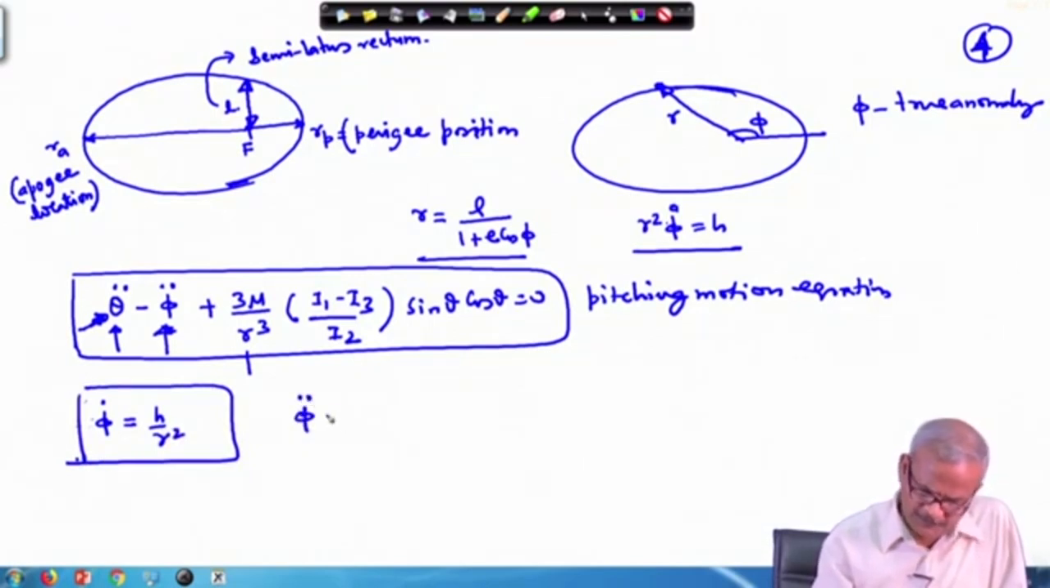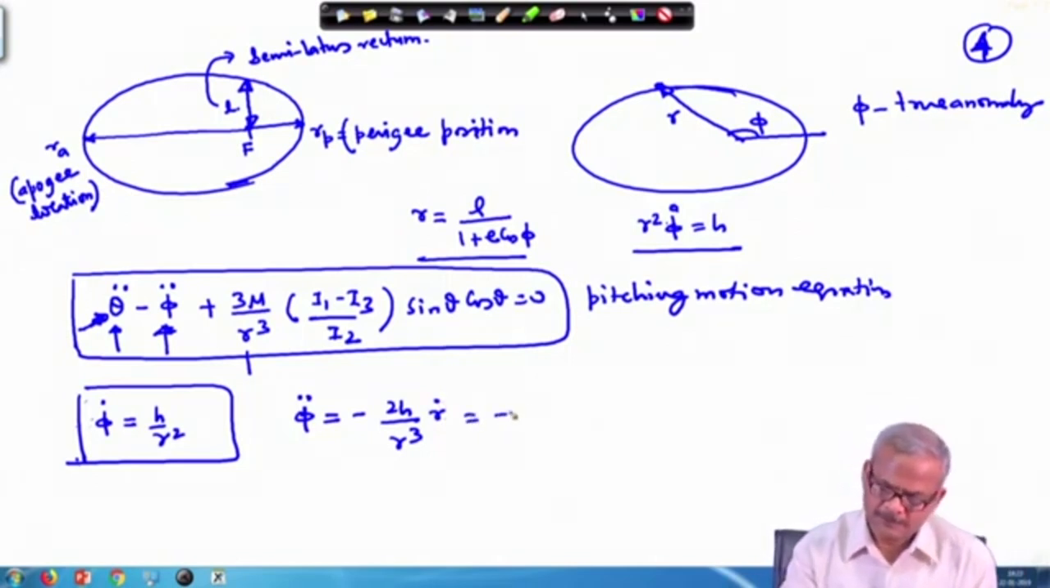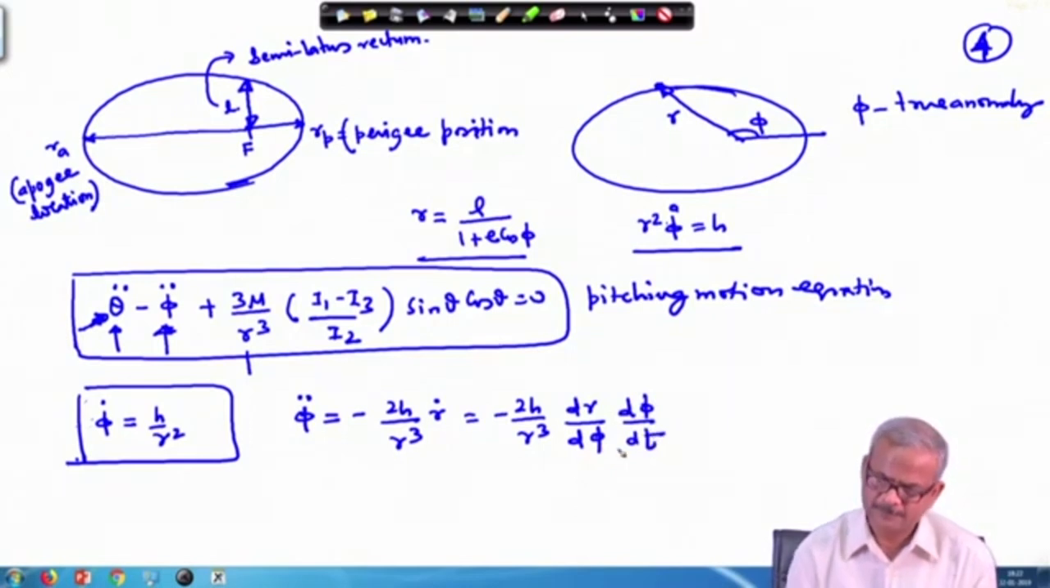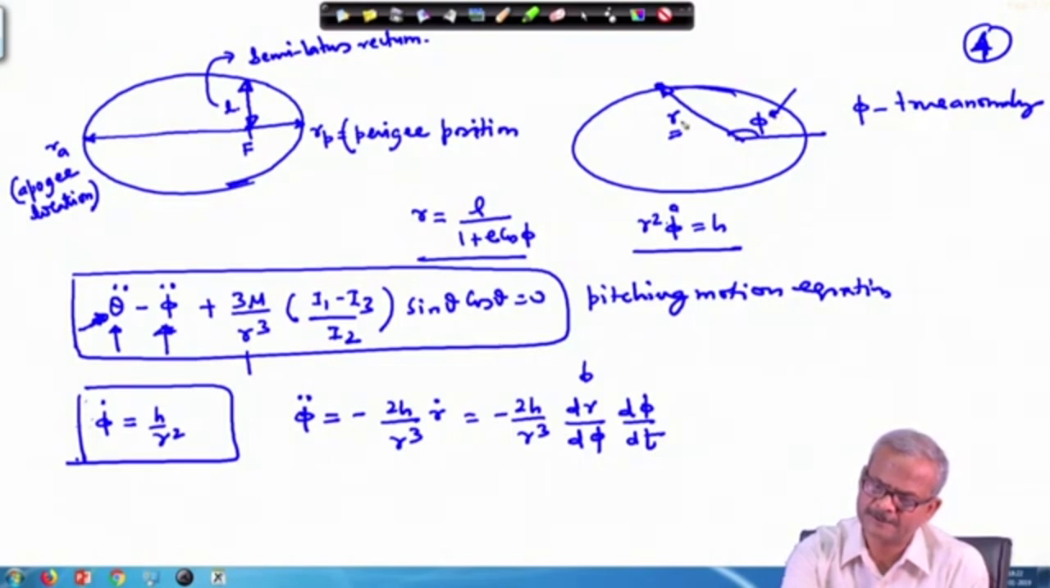So, phi double dot, this quantity we can write as minus 2h by r cubed times r dot. And this can be further written with r changing with respect to phi. So, we write it rather in this way. We could have equally gone another way, first finding out r dot and then working out. Right now, if we differentiate, because you can see that this r is varying with respect to this phi. As this phi is changing, r will also change, and therefore, r is a function of phi and phi is a function of t. So, we are utilizing this information to work out here.